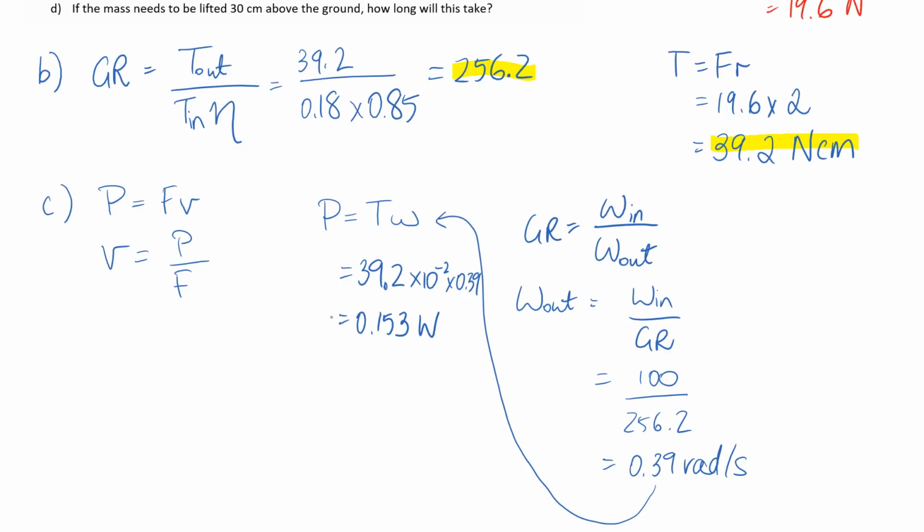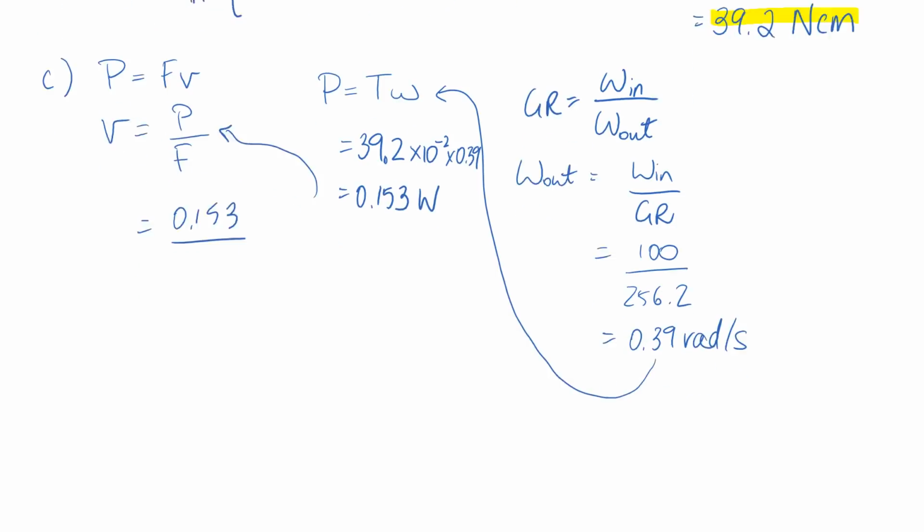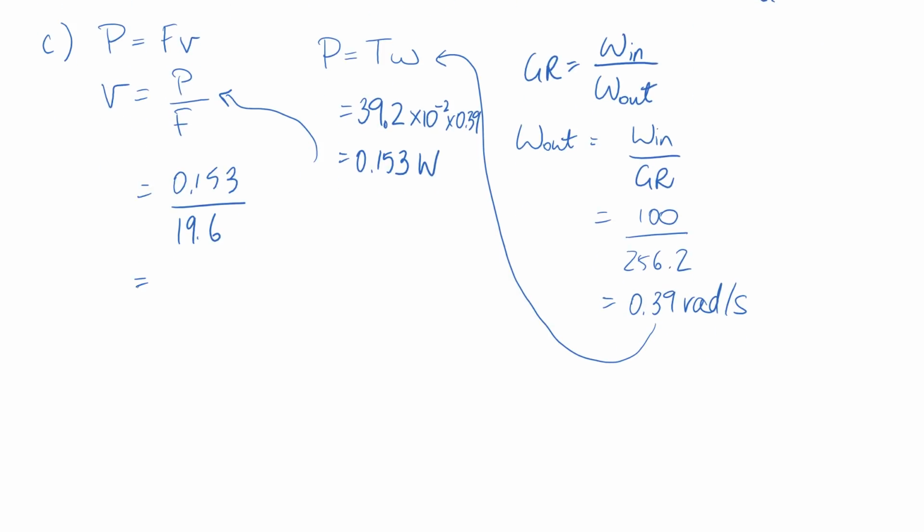All right, so now that we know the power available to us, we can take it back over here and figure out what the velocity would be. So we've got 0.153 divided by the force, which we said way back here was the 19.6. And this one works out to be 0.0078 approximately, and it's going to be in base units because we were in watts and newtons for the force, and the base for velocity is meters per second.